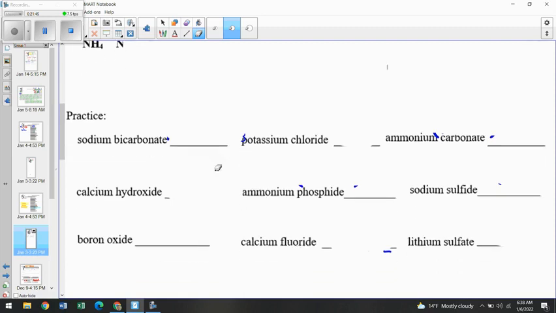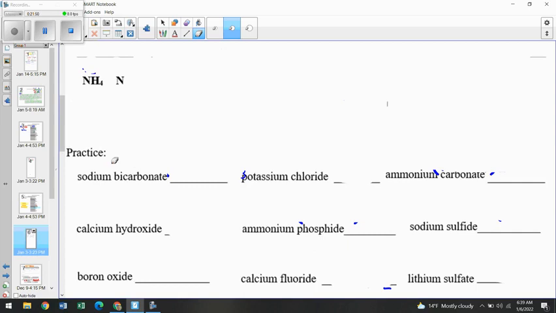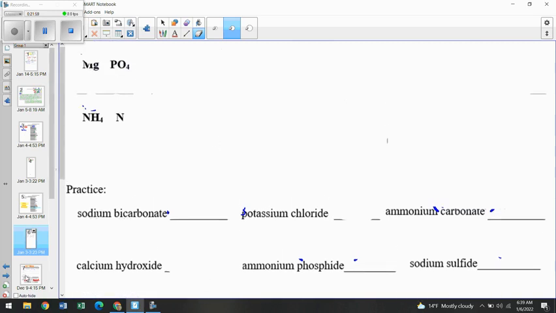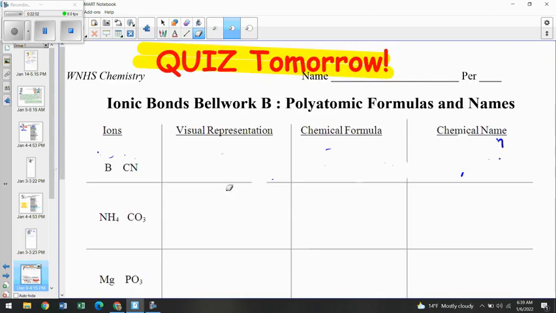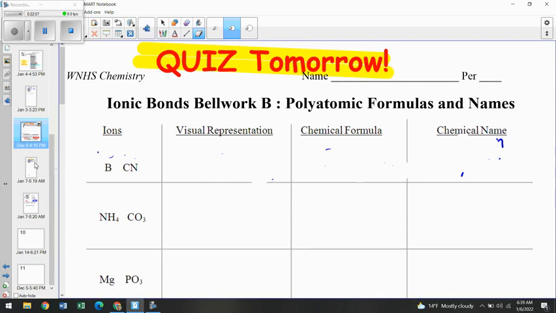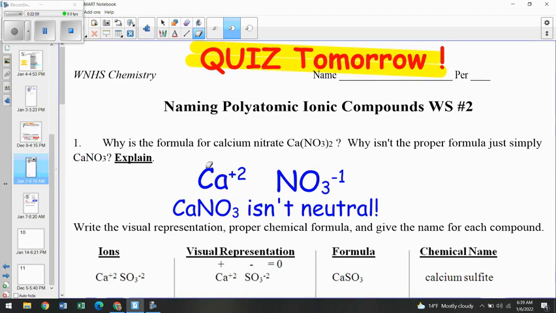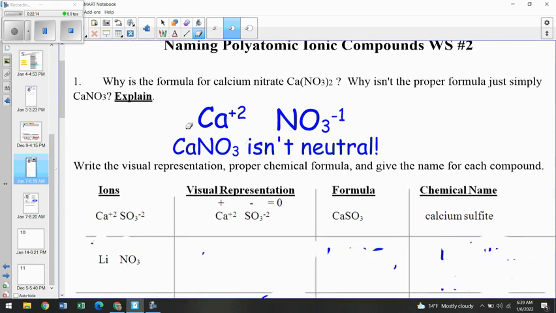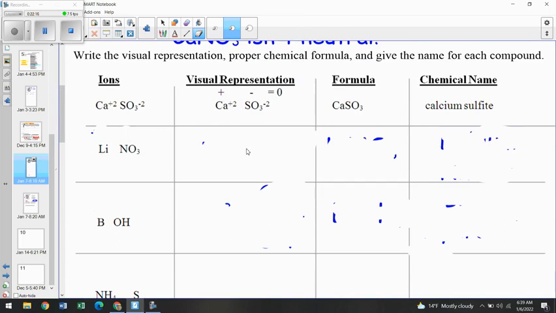Now, remember, the hardest part is going from the names to the formula. So just remember, you should always find the charges of each ion before you try to go from the names to the formula. That's really important. So what you guys can do now is the sub can hand you your worksheets. Here we go. Naming polyatomic ionic compounds, worksheet number 2. You can answer that first question too if you want to. This is just going to be great practice for you.